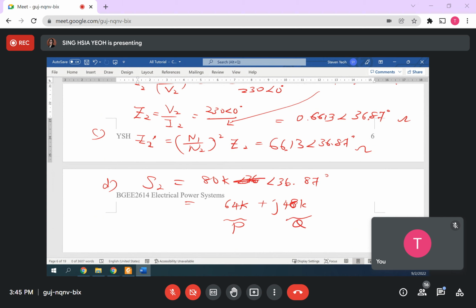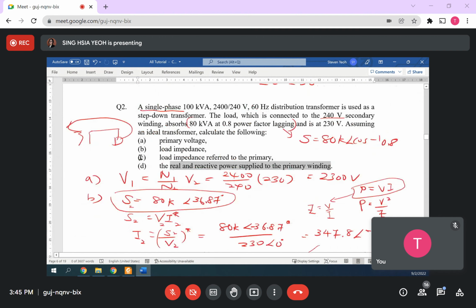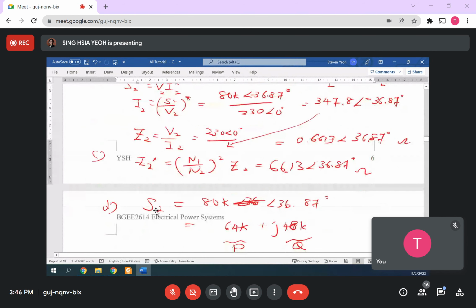Yes, S1 and S2 are the same. Why they are the same? Because normally we talk about the conservation of energy. So we will say the energy, supposing ideal transformer, that means no energy loss. So means that input energy should be same as your output energy. Okay? So that's why we can use S. They want to find primary, but we use S2. Any question?